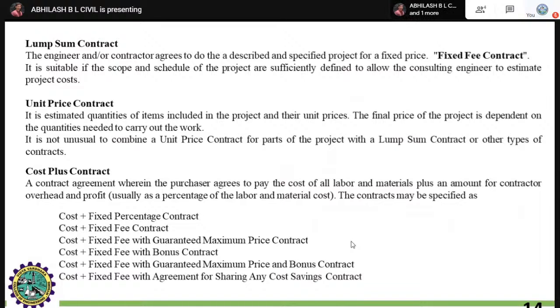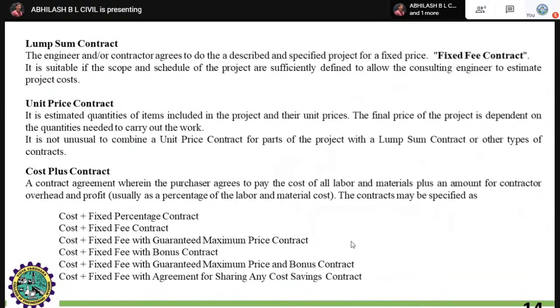Next, unit price contract. It has estimated quantities of the items included in the project and their unit prices. The final price of the particular project is dependent on the quantities needed to carry out the particular work. This is how it works. Whatever the cost, it varies, and it should be borne by the owner, that is the client part, which can also be called a labor contract. The material should be procured from the client itself, and just the work has to be done.